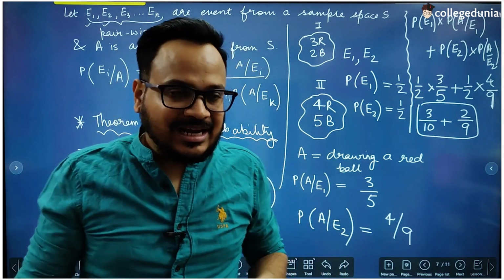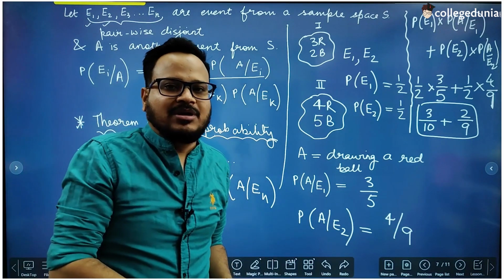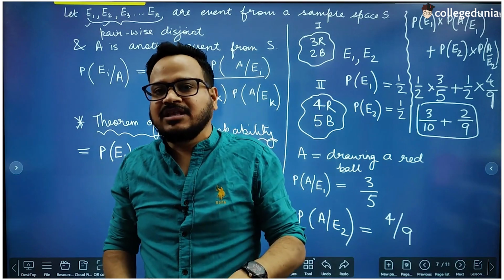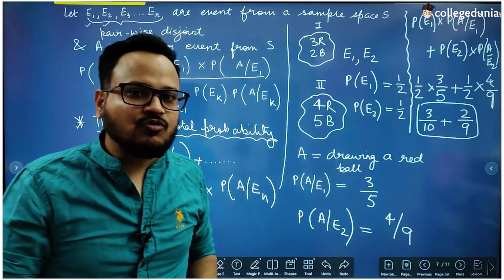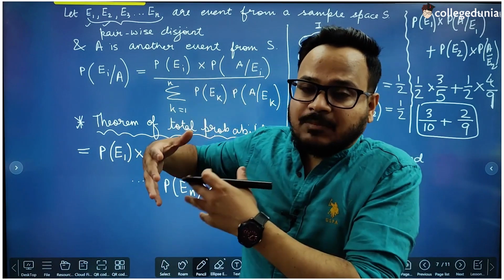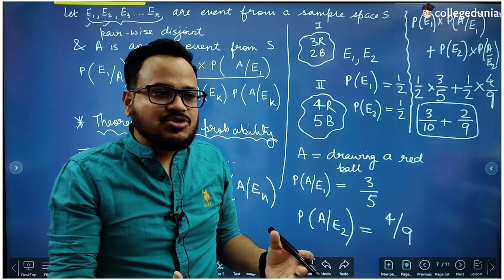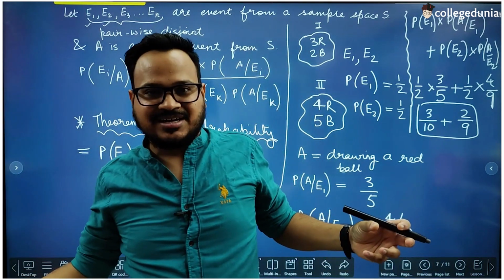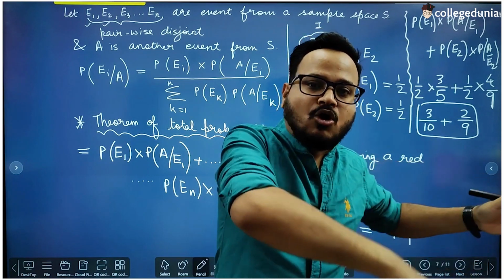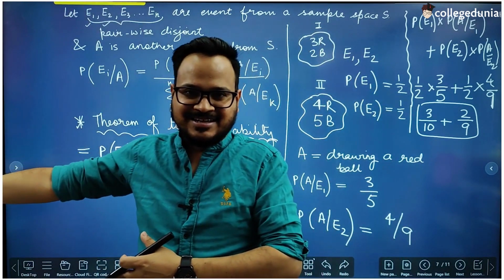Got my point? It is given that the drawn ball is red. We don't have to find the probability that the drawn ball is red. No, it is given that the ball is red. Now we have to find the probability that it was drawn from bag 1 or bag 2. So Bayes theorem is used when we are going in the backward direction, right? It is already given that this particular event has happened. Now go backwards and find the probability of the event before that, right?